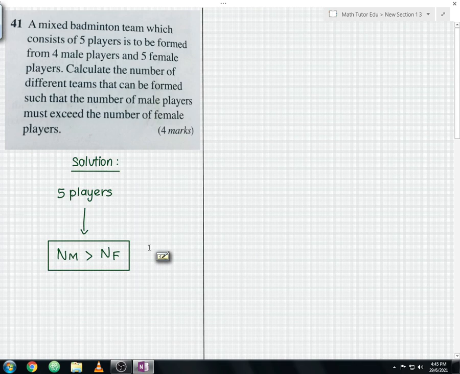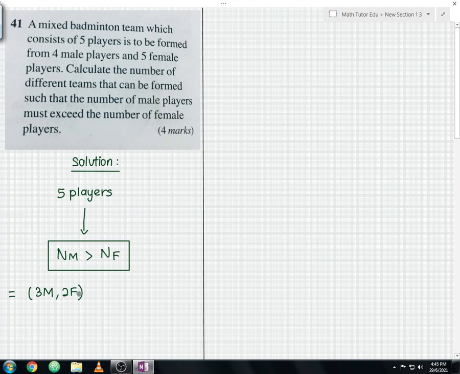So what are the possibilities such that your number of male players will be more than the number of female players? Let us list it down. From here you can have 3 male players and 2 female players. So 3 plus 2 you get a total of 5 players. The condition you need to fulfill, guys, is that your male players must be more than female players, not equal or less. Must be more. So this is the first possibility, where you have 3 male players and 2 female players.